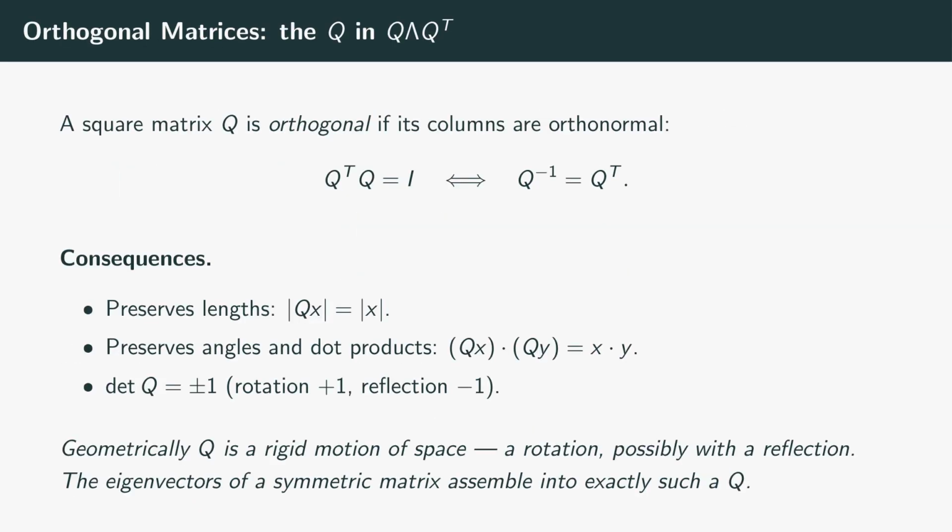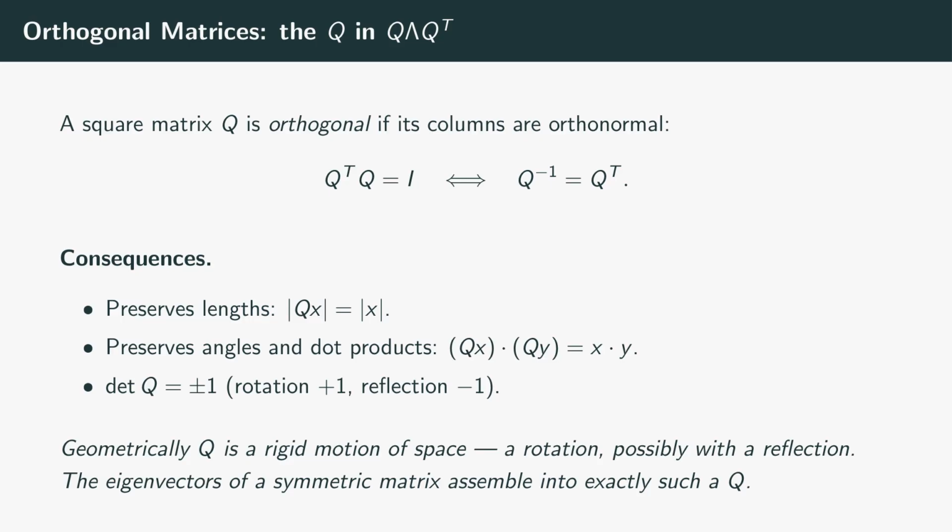Before we state the theorem, meet the matrix that will play a starring role, the orthogonal matrix. A square matrix Q is orthogonal when its columns are orthonormal, perpendicular to each other and each of length 1. The compact way to say that is Q transpose times Q equals the identity, which means the inverse of Q is simply its transpose. That single property has wonderful consequences. An orthogonal matrix preserves length. The length of Q times x equals the length of x.